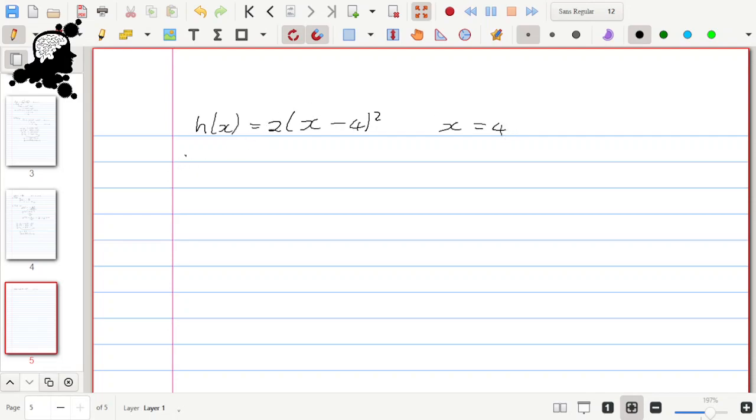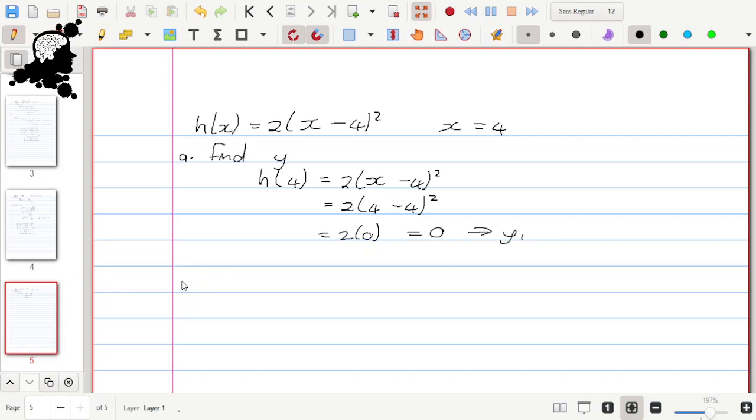First thing we need to do is, let's first find the value of y. We find the value of y by substituting x equals 4 into the original equation. This is going to give us 2 into x minus 4 squared, which is the same as 2 into 4 minus 4 squared. That's going to give us 2 into 0, which is just 0. This is our y1. The next step is we need to find the derivative. We need to find the gradient by finding the derivative.